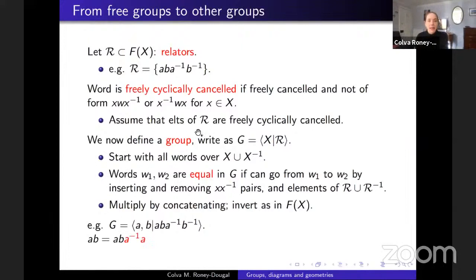So from AB, I'm allowed to put an A inverse A on the end, and those two words are equal in the group. And from there, I can stick a B inverse B in front of my A inverse A. Then I can notice that the first 4 letters now look like A, B, A inverse, B inverse, and that's the same as my relator R was, and so I'm allowed to delete that. And so we see that in this group G, AB is the same thing as BA.